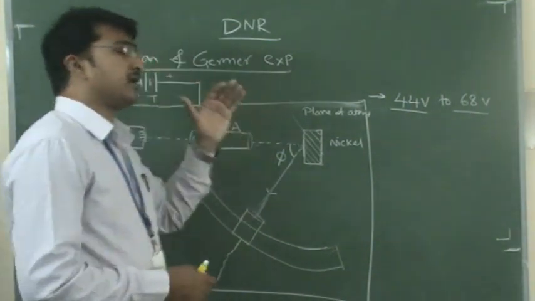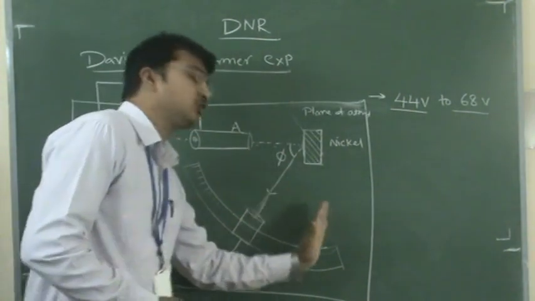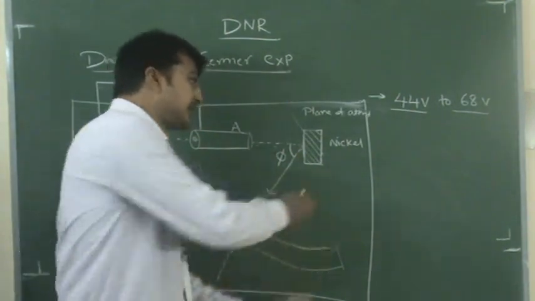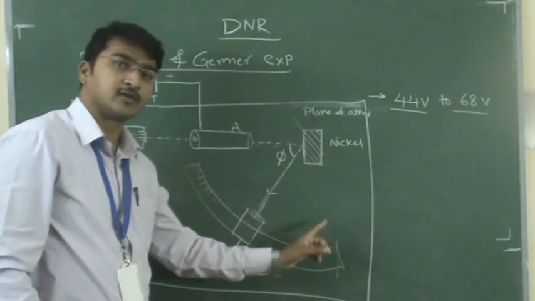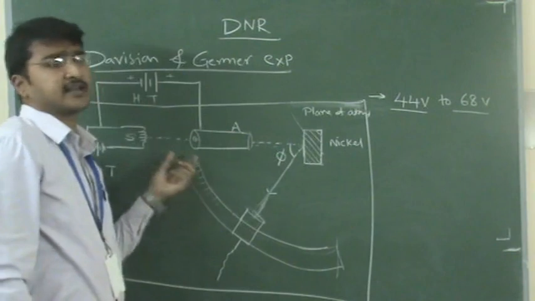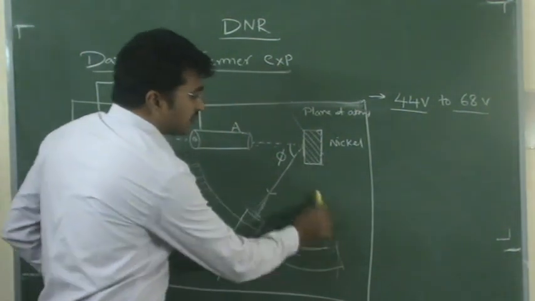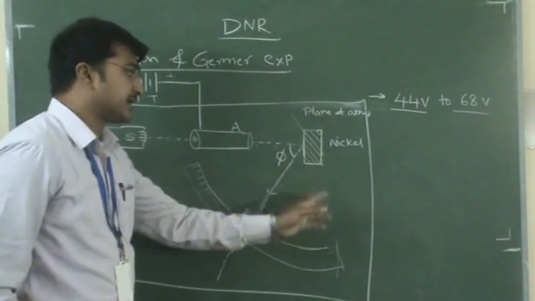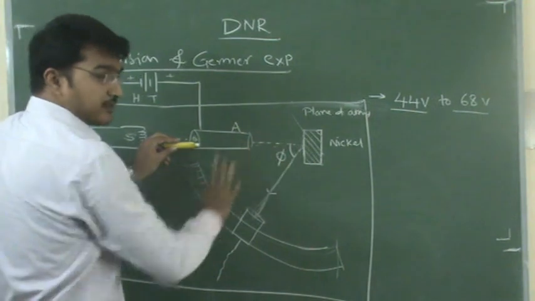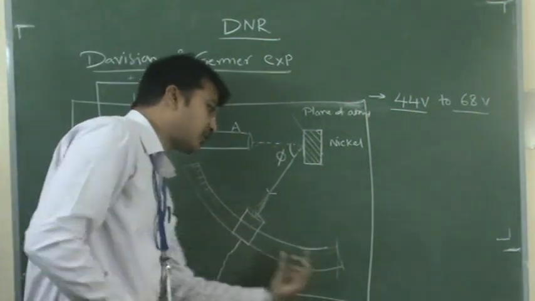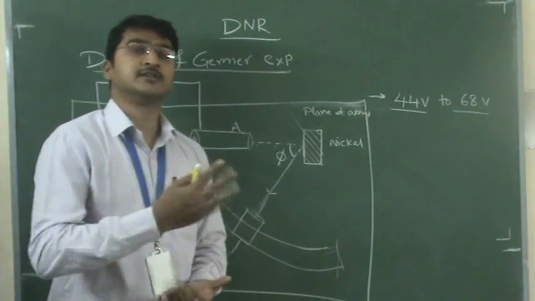And for every applied potential, the measurement of the intensity of the scattered electrons is done at various angles. If you take this microscope here, what is the angle of scattering? It becomes 90. When you take the microscope here, it is almost 0. So we are moving the microscope between 0 to 90 degrees.